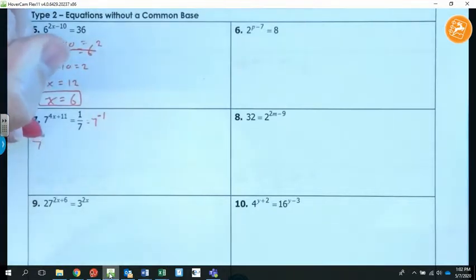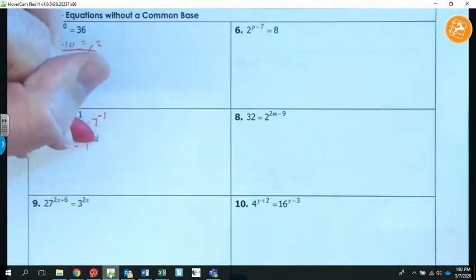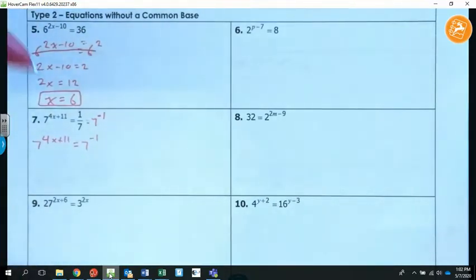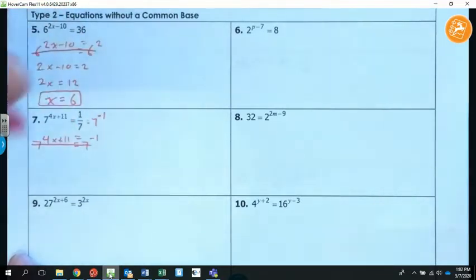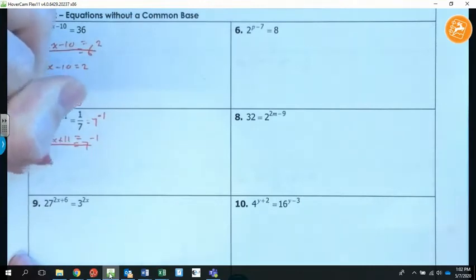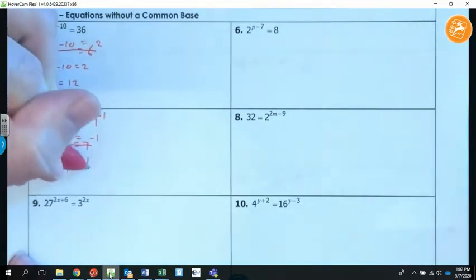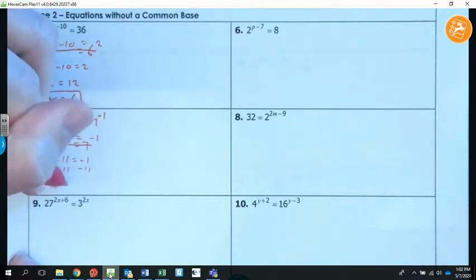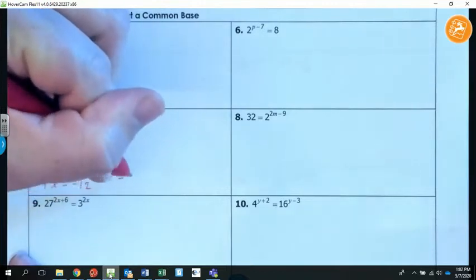This is 7 raised to the 4x plus 11 power is equal to 7 to the negative 1 power. Now that our 7's are the same, the bases are the same on both sides, we cross them out, set the exponents equal to each other. I have 4x plus 11 equals negative 1. We subtract 11 on both sides, and that gets me 4x is equal to negative 12. X is equal to negative 3.